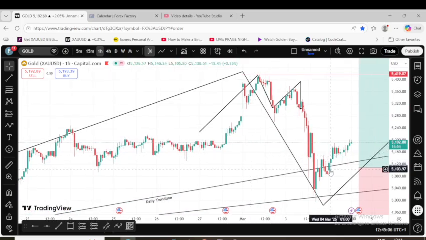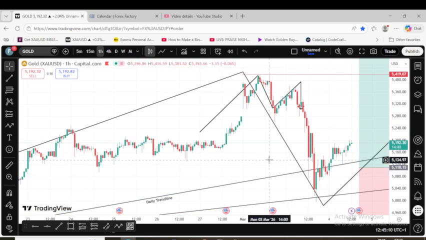Oof, seems I might have closed my trade a little bit too early. Anyways, so that's it for top to bottom analysis on XAUUSD.